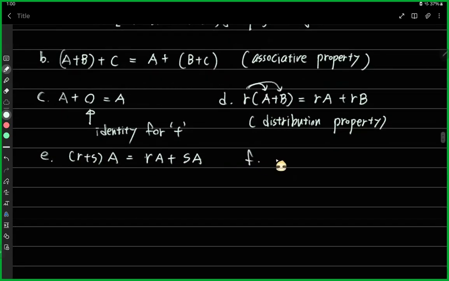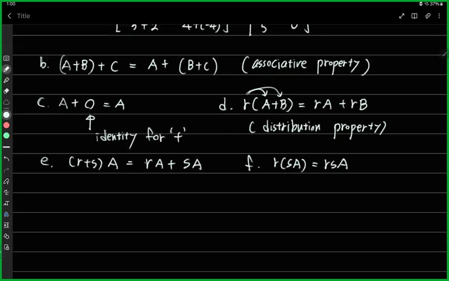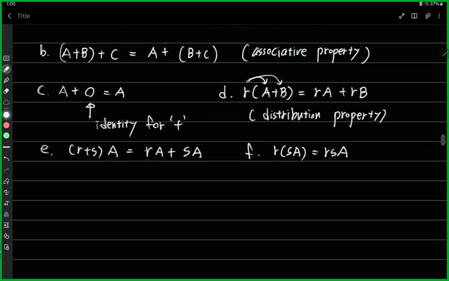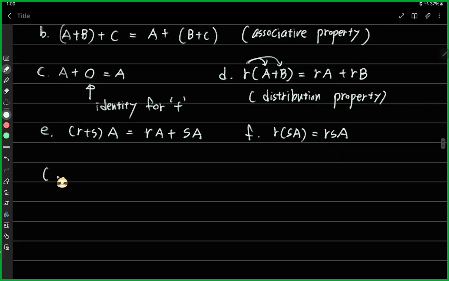Last one, R times (S times A) is equal to (R times S) times A. So basically the scalar multiplication of a matrix is pretty much the same as what we normally do with numbers. That's just basic stuff before we do matrix multiplication. That's the main content in 2.1. Okay, matrix multiplication.